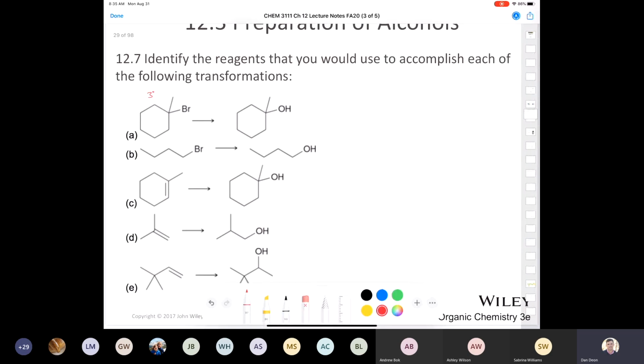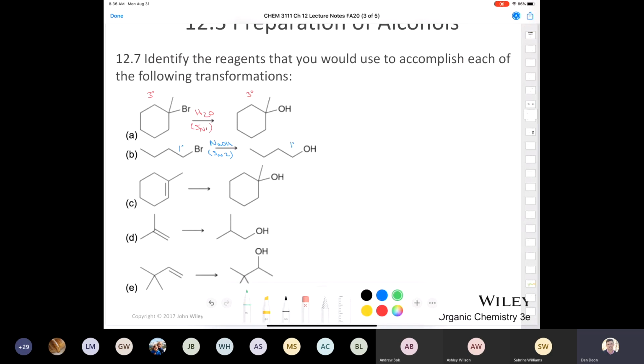Well, here we're starting with a tertiary alkyl halide, and we want to make a tertiary alcohol. So that's just a solvolysis reaction. And so we would simply put the molecule in water, and that's an SN1 reaction. The next one, we start with a primary alkyl halide. We want to make a primary alcohol, so we would use sodium hydroxide to do that, and that's an SN2 reaction. What else? This next one is a Markovnikov addition of water across a double bond.